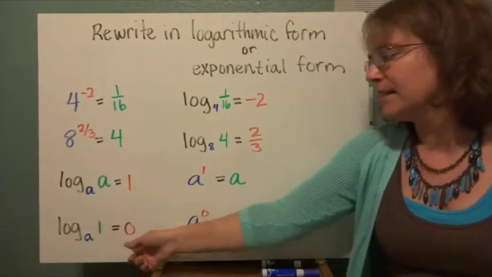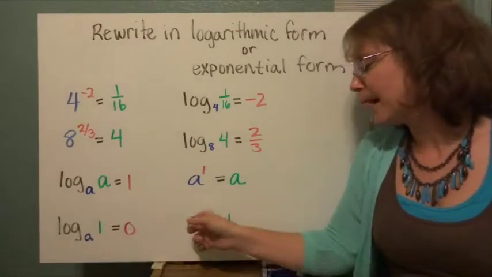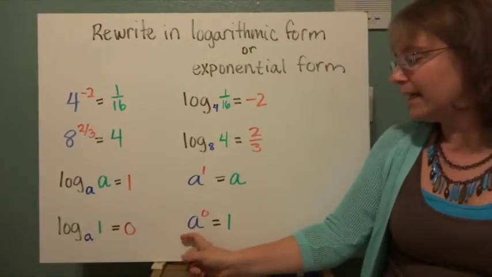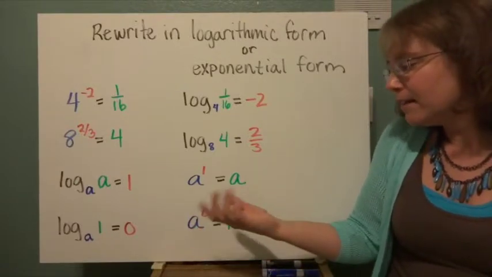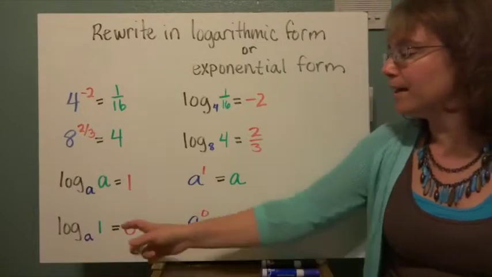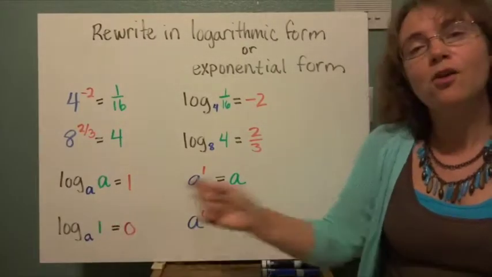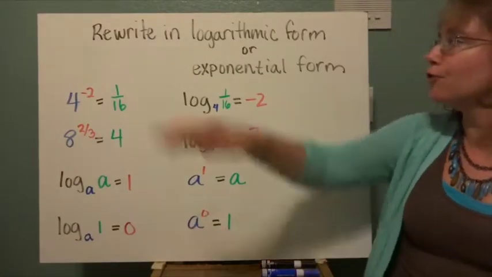Log base a of 1 is equal to 0. A to the 0 power is equal to 1. It doesn't matter what a is, it's going to give me a 1. 5 to the 0 power, anything to the 0 power is going to give me a 1. So anytime you have a log, no matter what the base, of 1, you're going to get a 0. And if you don't remember it, just go ahead and write it in exponential form.